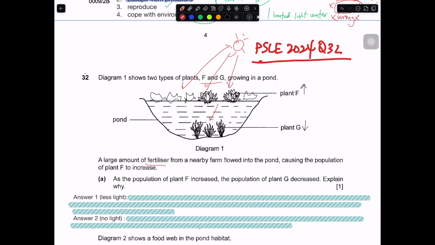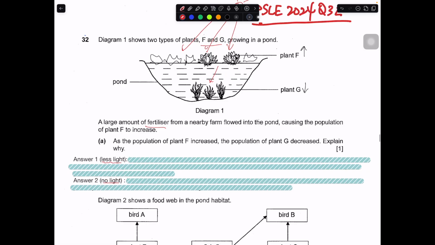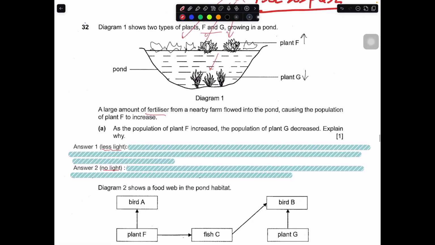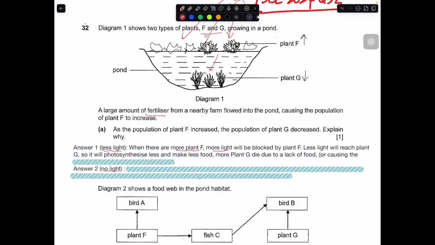It could also be written in this way. So you can take the approach of having less light or totally no light at all. Because for this question, you can write your answers in this way. So when there's more plant F, more light will be blocked by plant F, less light will reach plant G, so it will photosynthesize less, make less food. More plant G die due to lack of food.